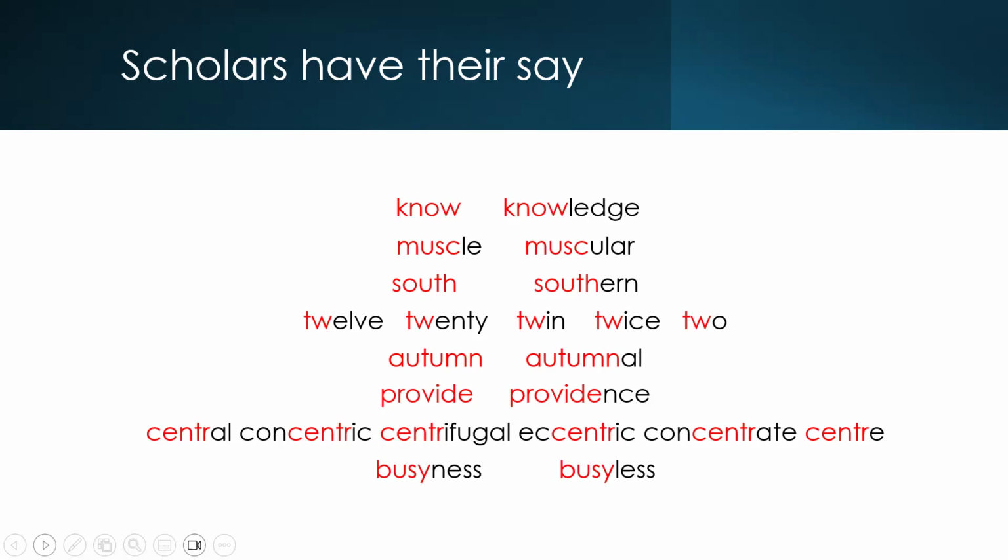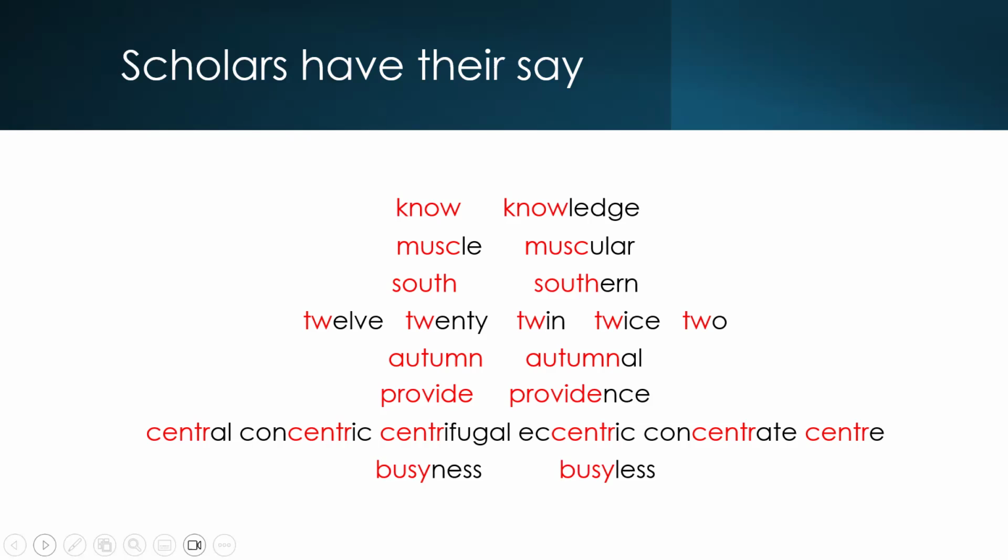Then we have 12, 20, twin, twice, all with a thread of two-ness. Why would two be different? And then that silent N on the end of autumn. You can see why it's there when you look at autumnal. Provide and providence have completely different vowel sounds, but the spelling gives the link.